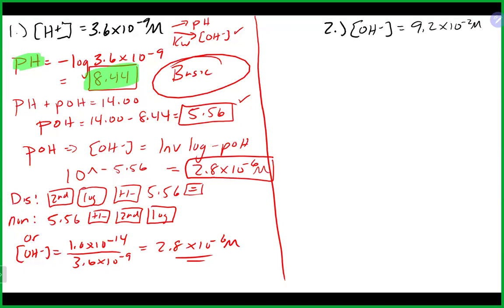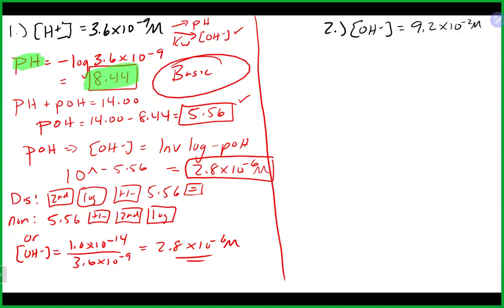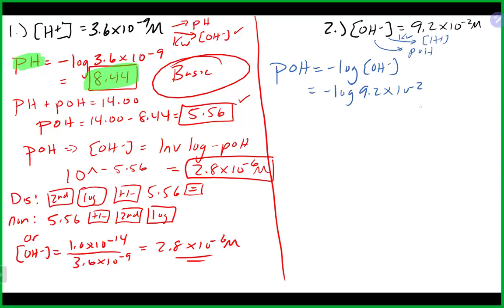All right, let's take a look at the other one. Again, here on the other one, we do have two options up front since we're looking for everything. We could definitely use this and Kw to get to the H plus. We also could get the pOH directly from that number. So that's what I'm going to do. I'm going to do the pOH first. So the pOH is equal to negative log of the OH minus. That's going to be negative log of 9.2 times 10 to the minus 2.